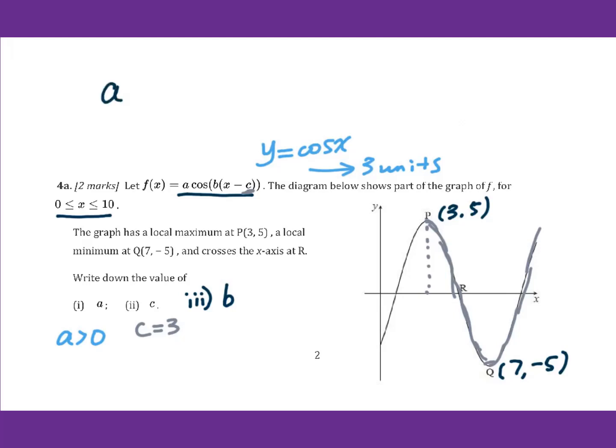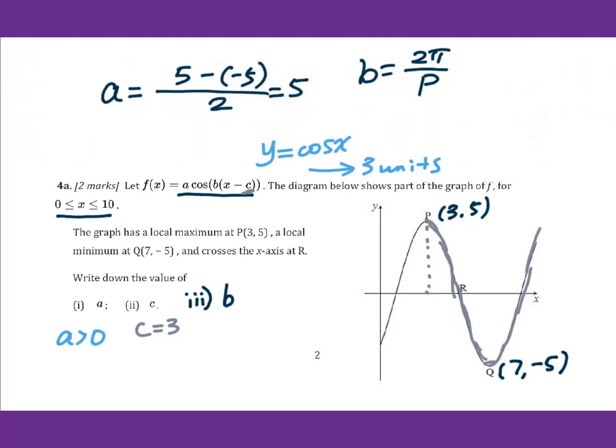Therefore, for amplitude, maximum 5 minus negative 5 over 2 equals 5. For this B equals 2 pi over P. For the period, you will use the distance between maximum and minimum. This is 3, here's 7. Then multiply by 2. That equals 8. So we plug in here. 2 pi over 8 equals pi over 4.